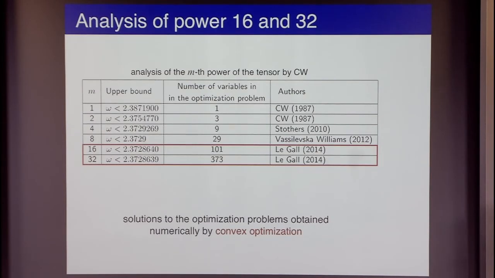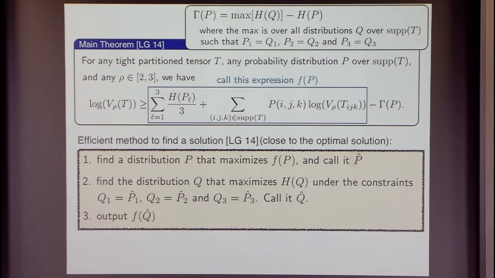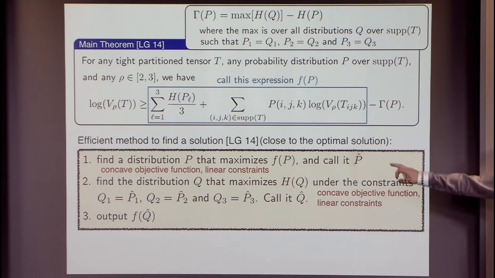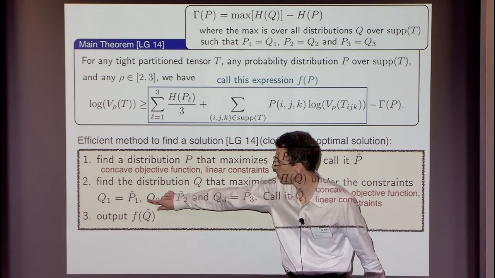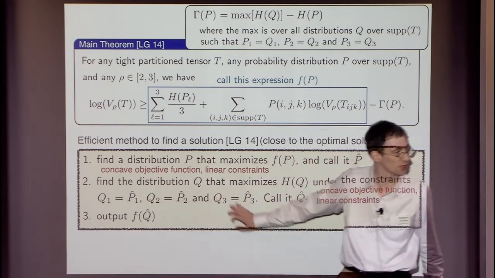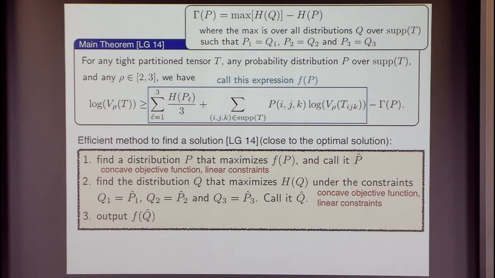Sorry, what other constraints do you have in the second step? The constraints is that the marginal distribution of Q are the same as the marginal distribution of P. So it's just a product of the marginals. Sorry? It's just a product of the marginals. I mean, the one that maximizes the entropy. It's not a product. We have Q1 equal P1 hat, and the same for the other two. Right, but I'm saying the one that maximizes the entropy isn't just a product of the marginals.